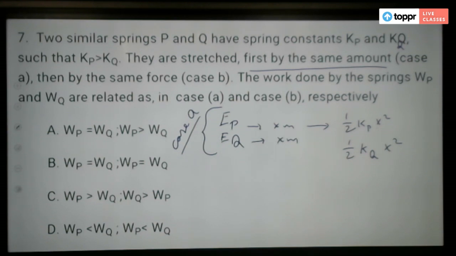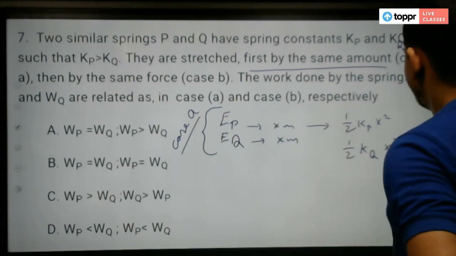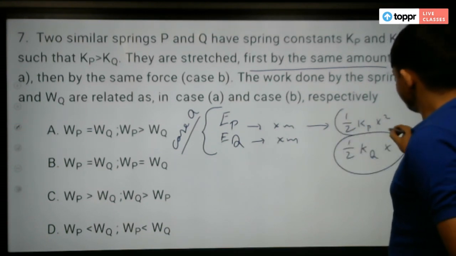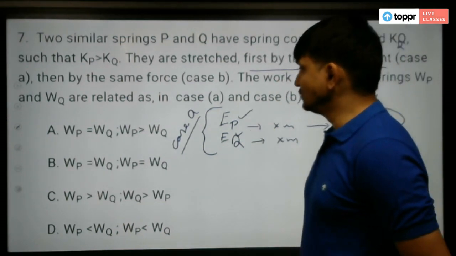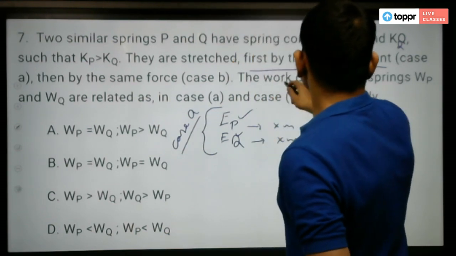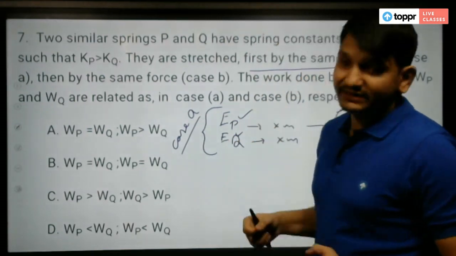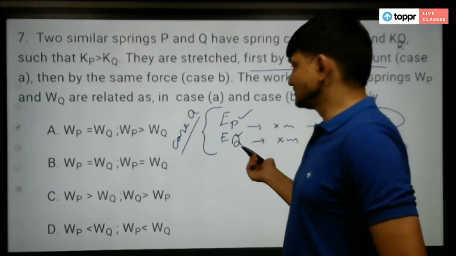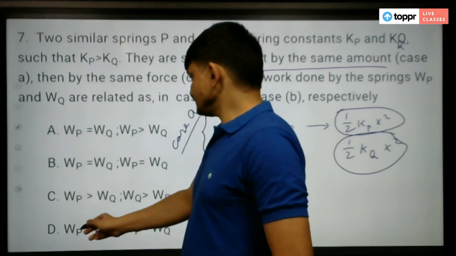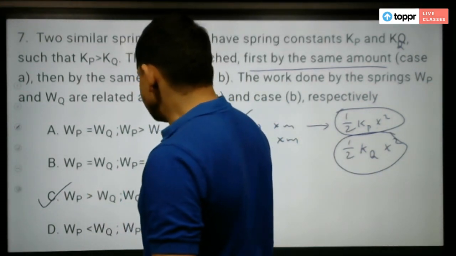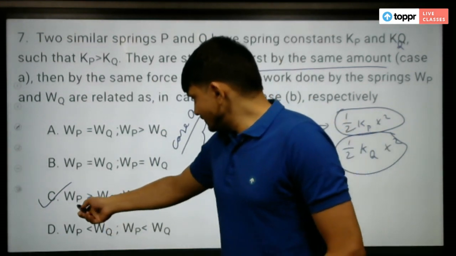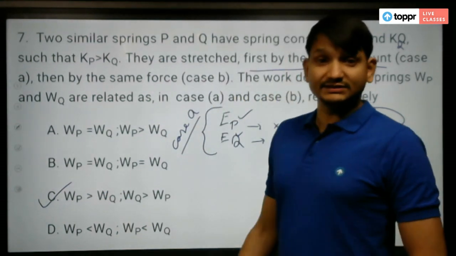So we are getting the spring potential energy of P as half Kp x square and of Q as half Kq x square. We know that Kp is greater than Kq, so Kp x square would be greater than Kq x square. So Ep would be greater than Eq. The work done in compressing or extending is the same as the energy acquired by the springs. So Wp would be greater than Wq here. In fact, we don't need to consider the second case because we have only one choice, but let's find out the second case also.